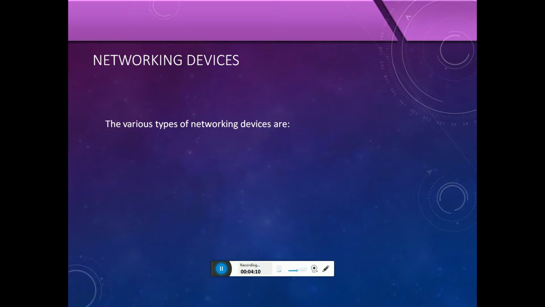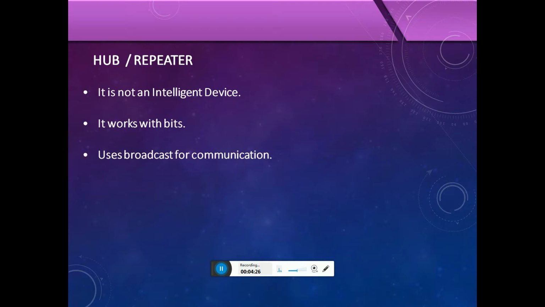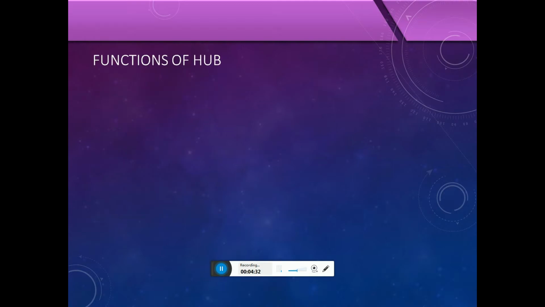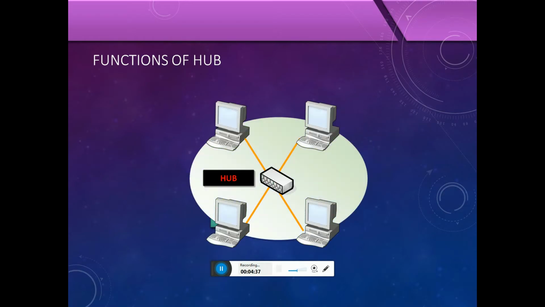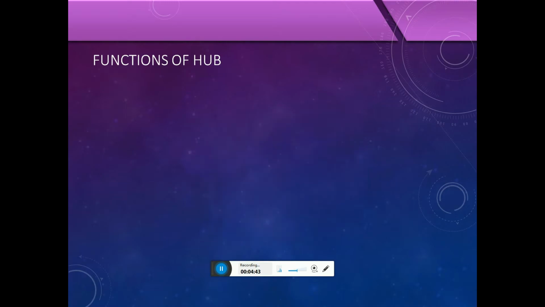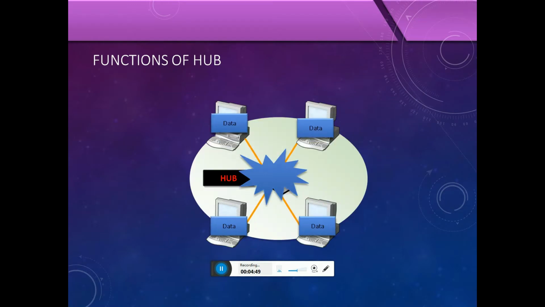Networking devices. The various types of networking devices are repeaters, hubs, bridges, switches, and routers. Hubs and repeaters are not intelligent devices. A hub works with bits, uses broadcast communication, and bandwidth is shared. It supports half duplex communication. Function of a hub: one network cable is the input and it is given to four users. Data is transferred to all four at a time, and collisions occur.